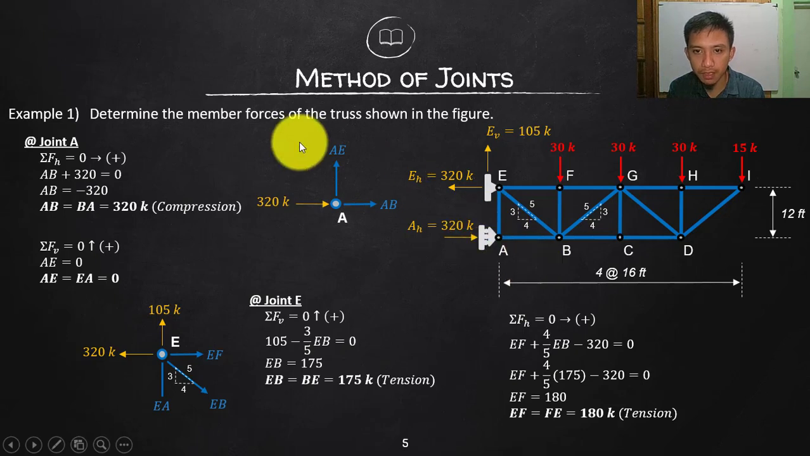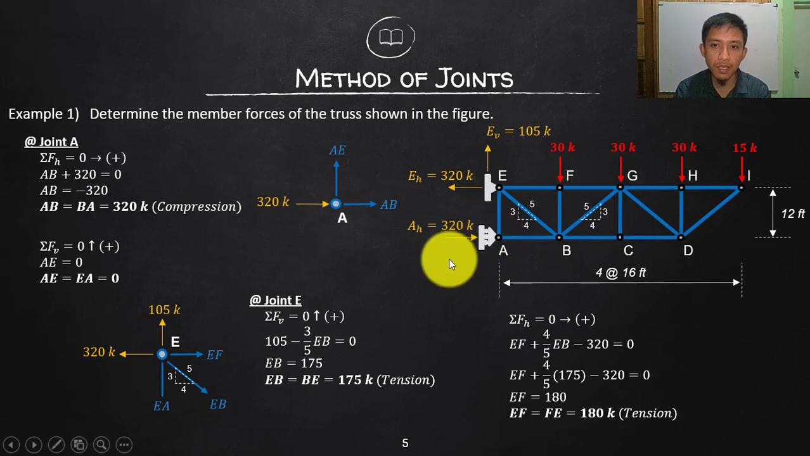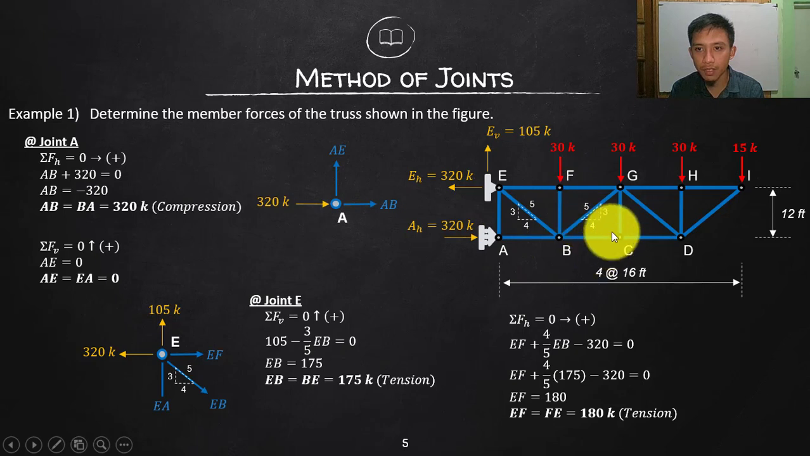So in my solution, let's start with A and then move towards point I. We are going to separate joint by joint and analyze each one, and whatever members are connected to the joint will be the forces we will solve within the joint. That's why we call this the method of joints. Analyzing joint by joint, up to the time that we solve all the members connected in all the joints, that means we have computed all the member forces. So let's start with joint A. Let's isolate joint A.